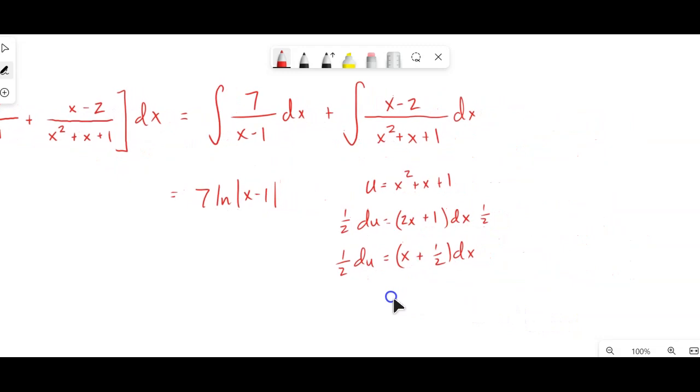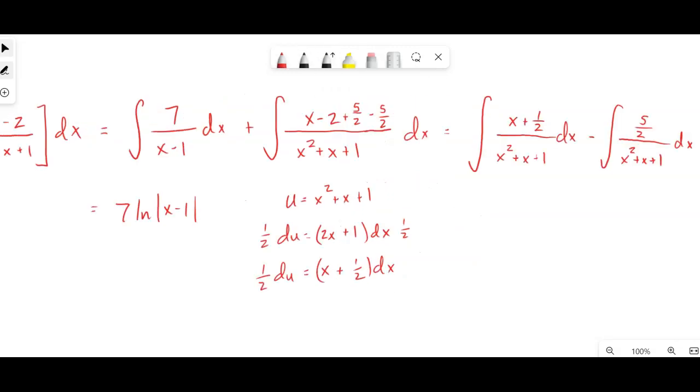I can force it to happen, meaning what do I need to make this be plus a half? Well, I need to add 5 halves. And I can add 5 halves as long as I also subtract 5 halves. All right, and then I can break, again, this part of the integral into these two integrals. Okay, don't forget you also have this over here that's part of the integration.